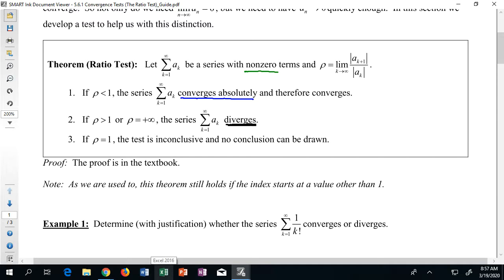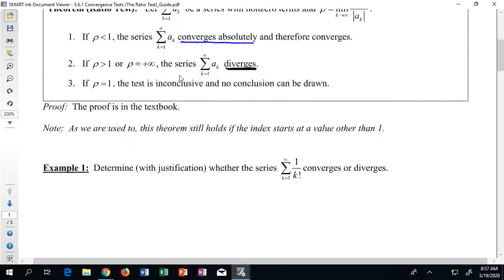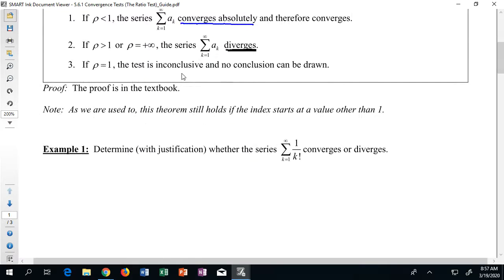But the important thing to keep in mind here is that there is a condition again before I start this test. I need to have non-zero terms. So let's take a look here at example number 1 to quickly work through an example of when the ratio test can be useful.